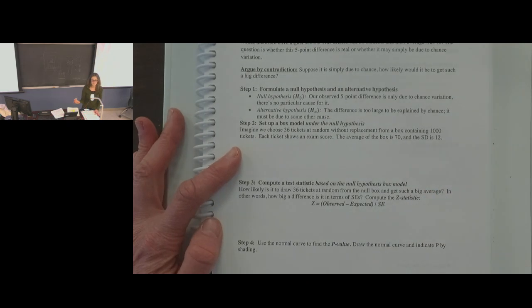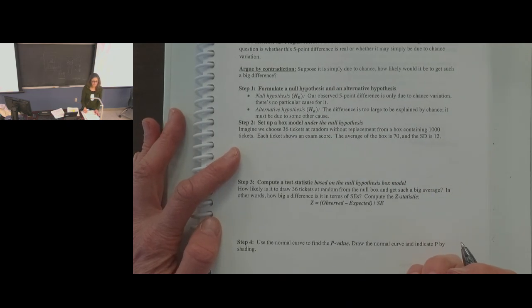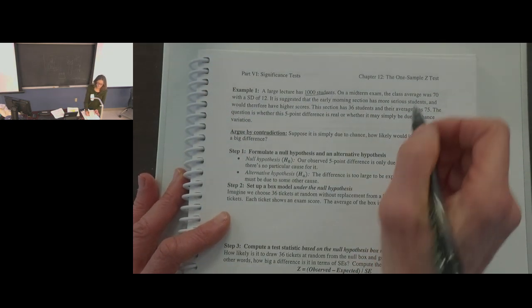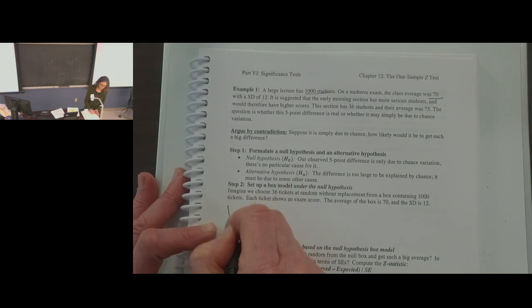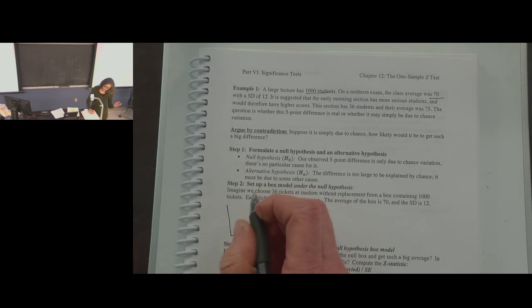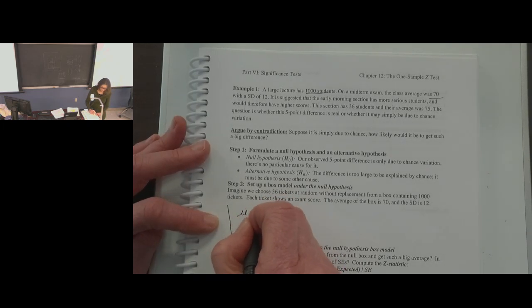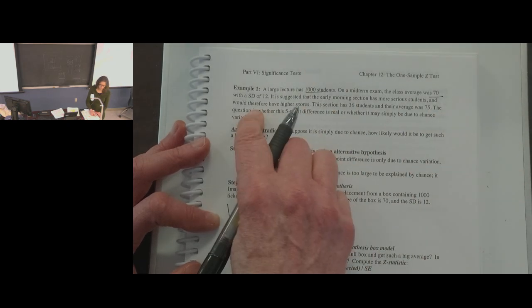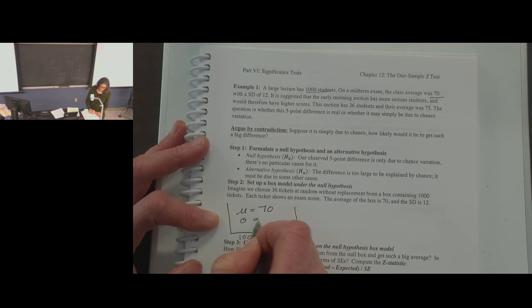All right, so this is a real life story. Let's say that we had 1,000 students, and on a midterm exam, the class average was 70. So we have this box with 1,000 students, 1,000 tickets, and this true story sort of, so mu is 70, all right? And I also knew that the standard deviation sigma was 12.